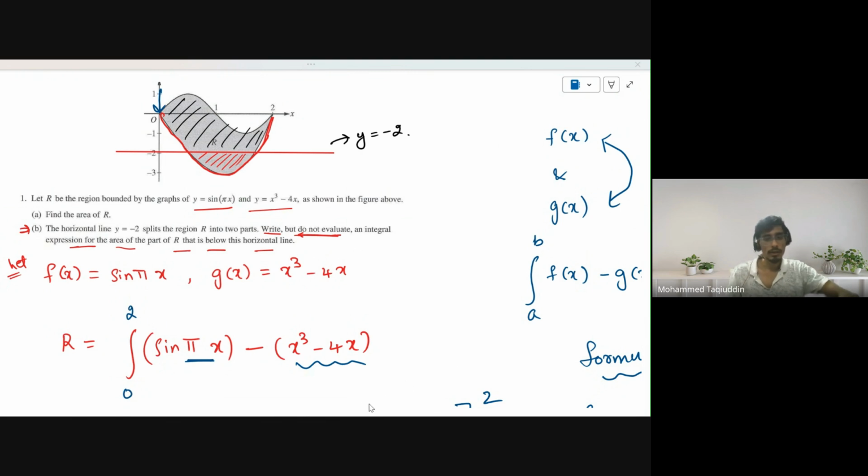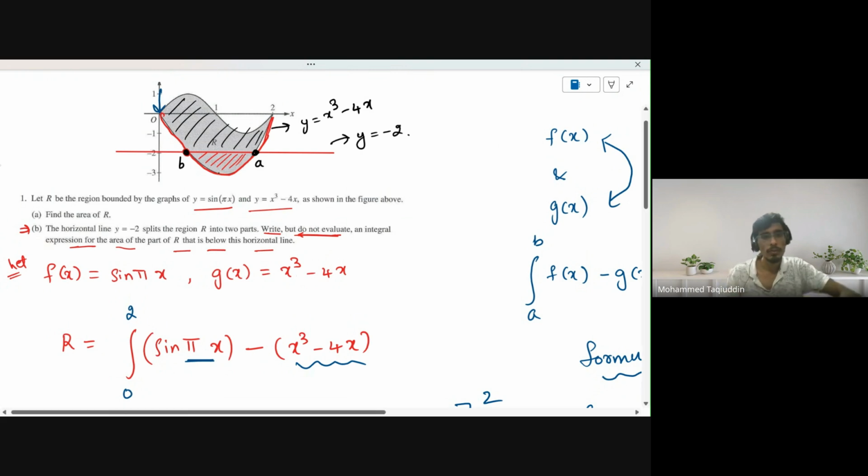So according to the given data, what we are going to do is first find these two intersection points. The graph of the line y equals negative 2 and this one, y equals x cube minus 4x, are going to intersect at two distinct points. Let's say point B and point A. I can give any name to it, I can even say x1 and x2. That won't be a problem.